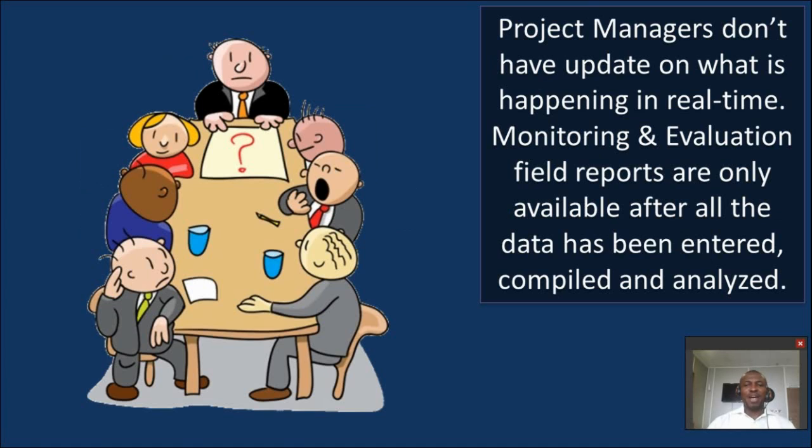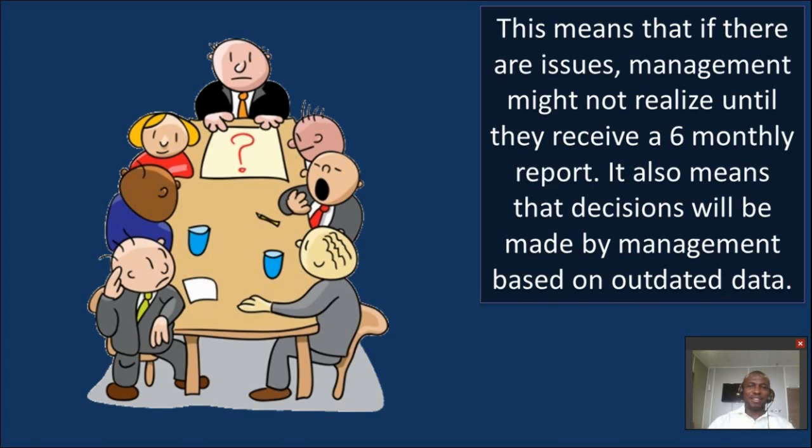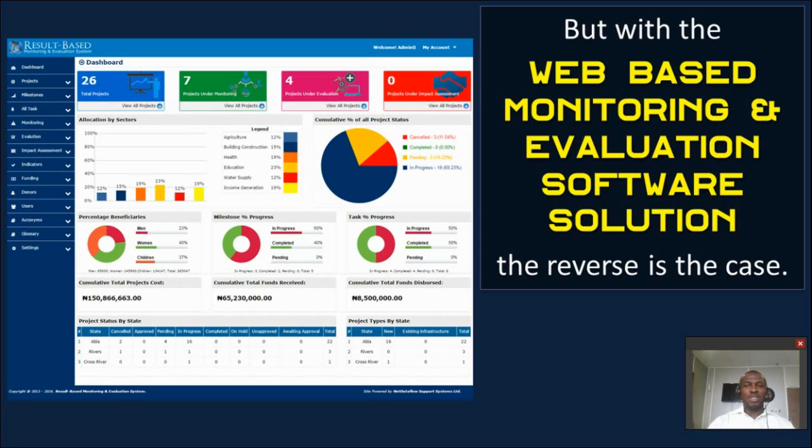Project managers don't have updates on what is happening in real time. Monitoring and evaluation field reports are only available after all the data has been entered, compiled, and analyzed. This means that if there are issues, management might not realize until they receive a 6-monthly report. It also means that decisions will be made by management based on outdated data. But with the web-based monitoring and evaluation software solution, the reverse is the case.